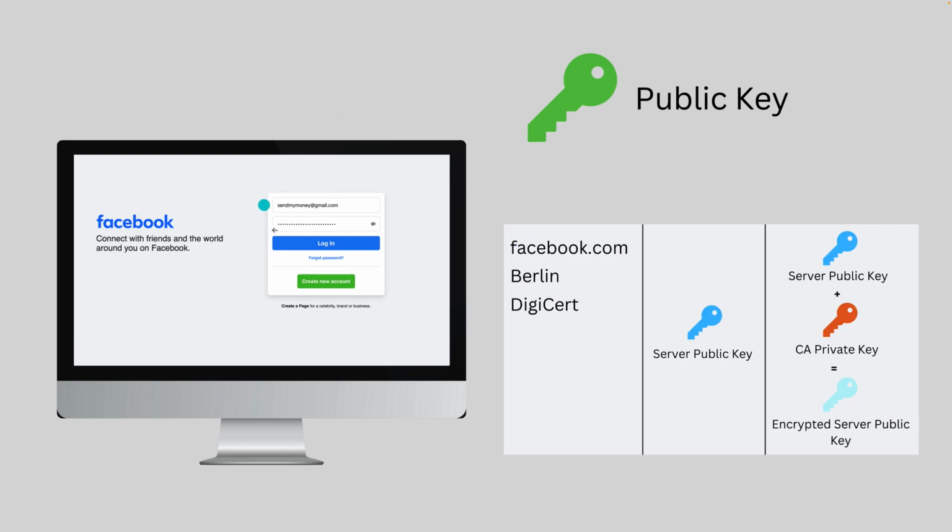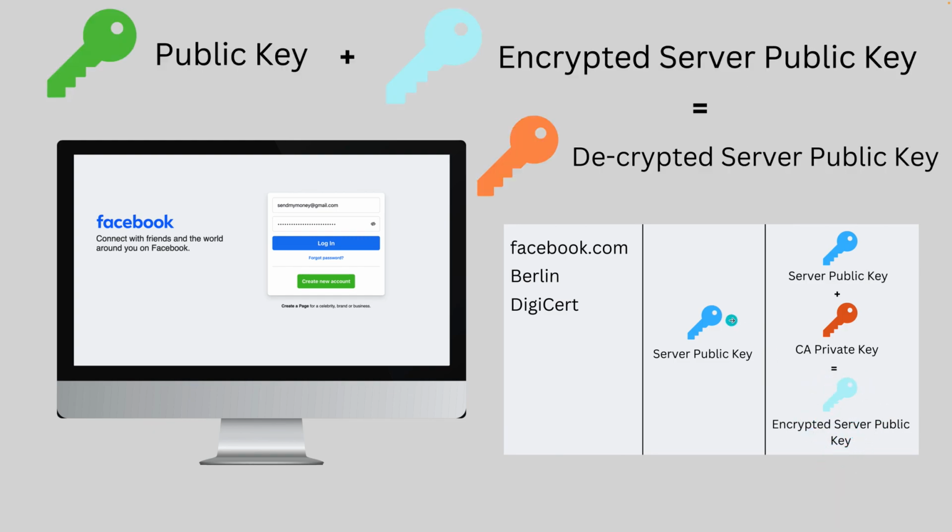So now our machine has all this information. What we can do now, because we have the certificate authority public key and we have the encrypted server public key, is decrypt this signature. So I'm going to go ahead and decrypt this signature, and that's going to give us the decrypted server public key.